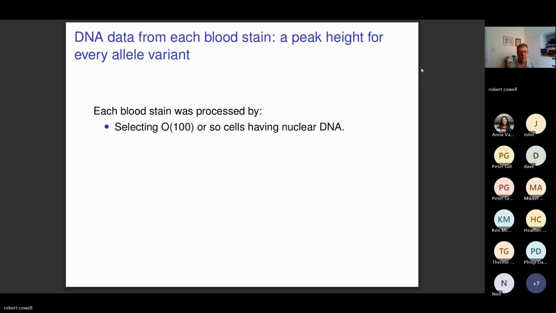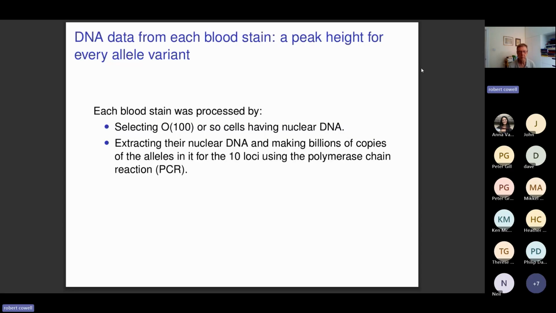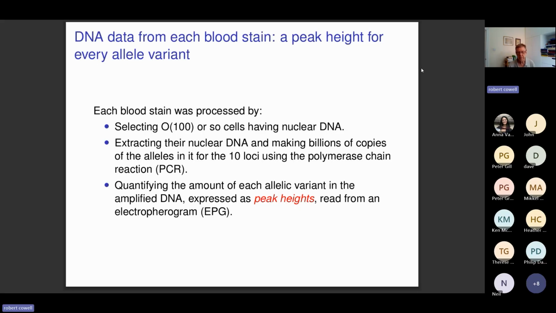For the 2 bloodstains, we get quantitative data, which is a set of peak heights for every allele variant of every locus. The way these are obtained, in very short description, is you select a small number of cells from each stain, about 100 or so, containing chromosomes. You extract the chromosomes and use a process called the polymerase chain reaction to make billions of copies of these alleles that you're after. You then measure how much of the amplified product there is.